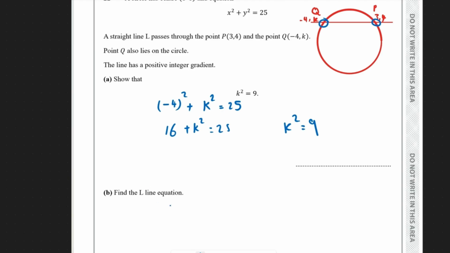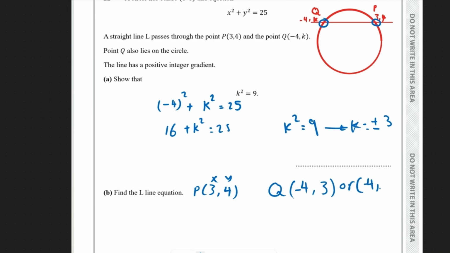What we have for P is 3 and 4, so this x and y, and for Q here we will have some issue. It might be minus 4, and what is the square root of k here? k equals the square root of 9, plus or minus 3. So k is either equal to minus 4 and 3, or minus 4 and minus 3. So we have to get the gradient in both situations and see which one we could select.